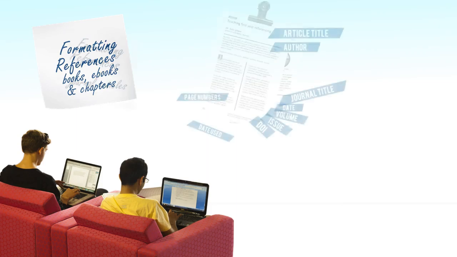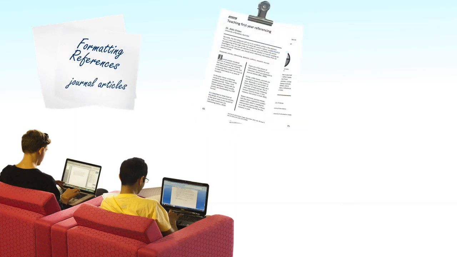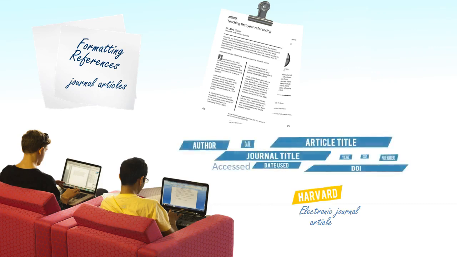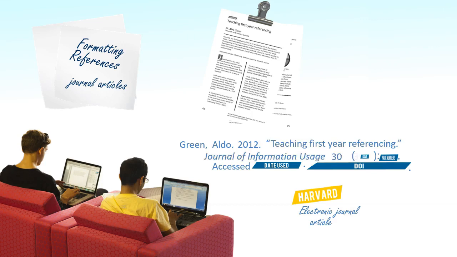Here is a journal article in Harvard style. Note that there are also 2 titles for journals: the article title, the journal title. The journal title is italicized. Details specific to a journal article include the volume, the issue, so that the specific journal can be found, and the DOI.